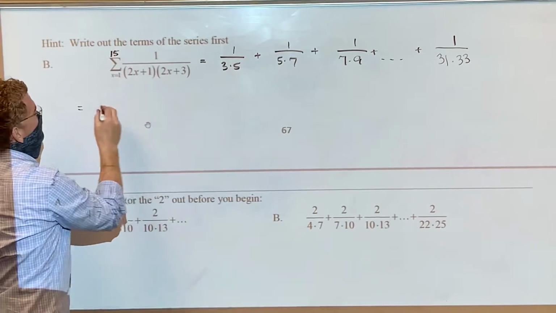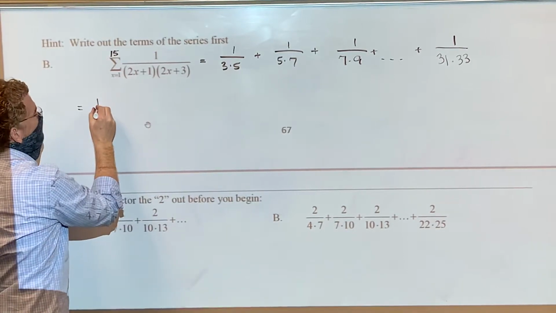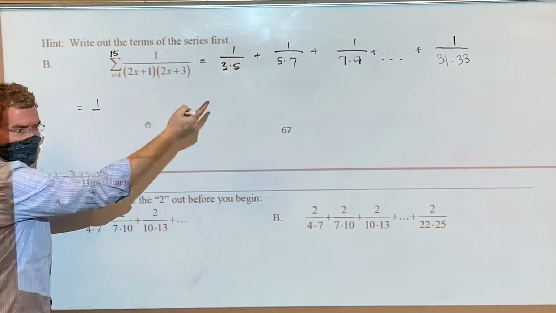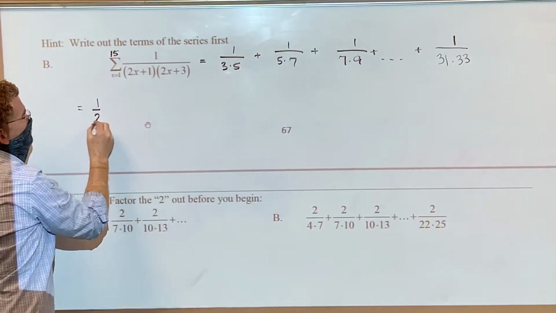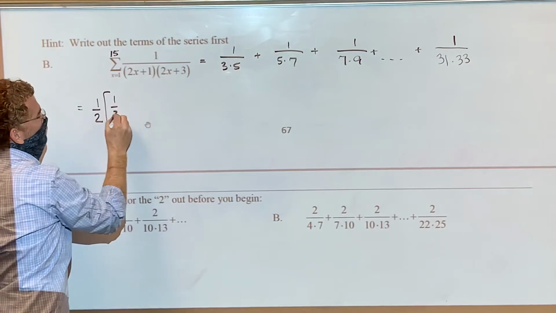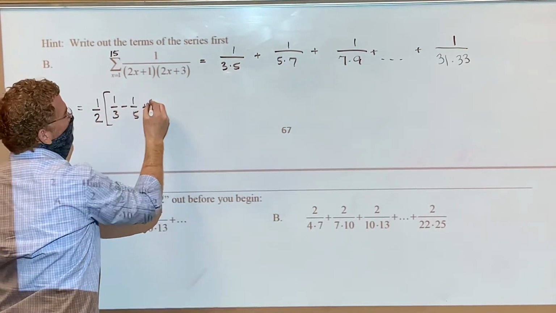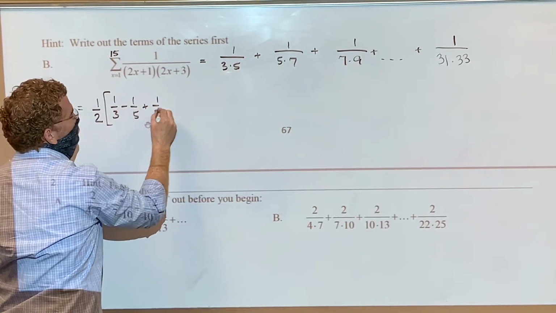Right here, what would go out front? 1 over 2, because 5 minus 3, 7 minus 5, is 2. Parentheses, 1 over 3 minus 1 over 5. Now I'm going to write every one out. That's plugging a 1 in. This is plugging a 2 in.